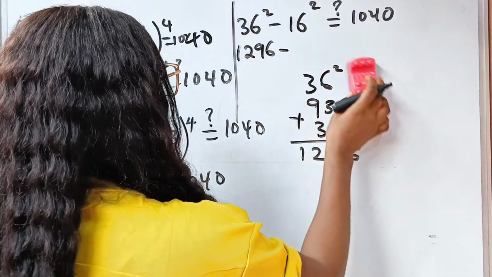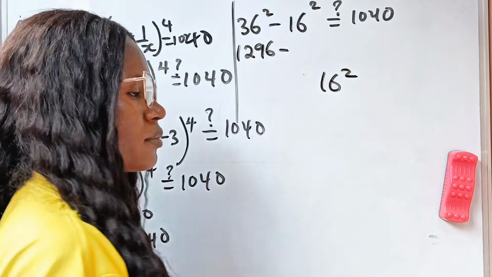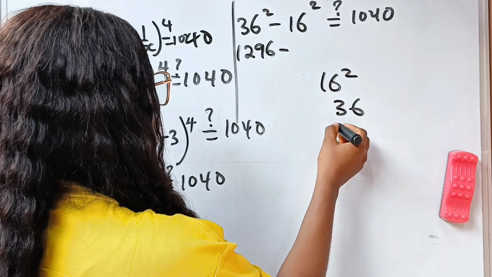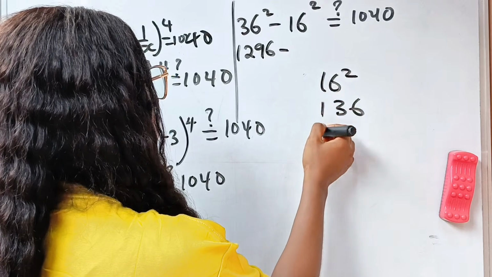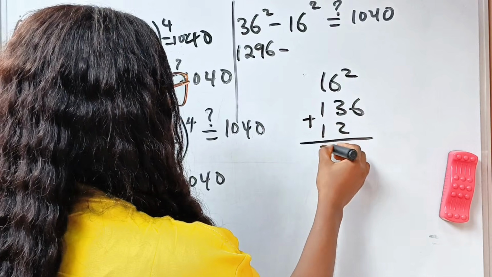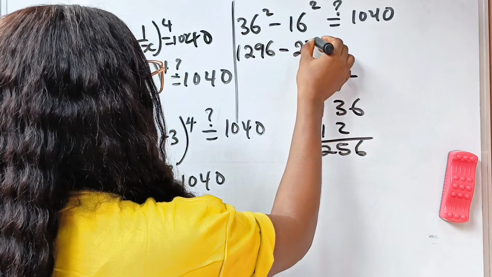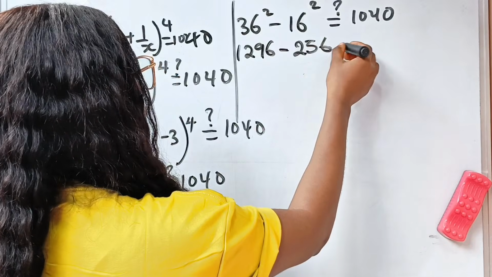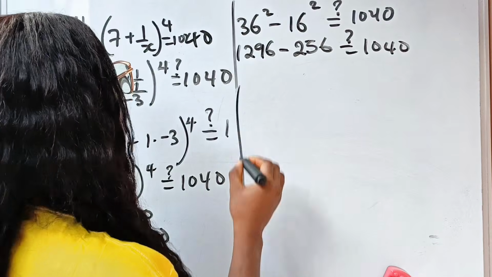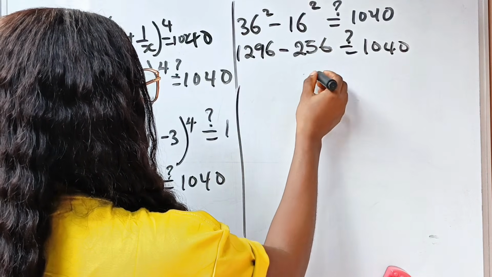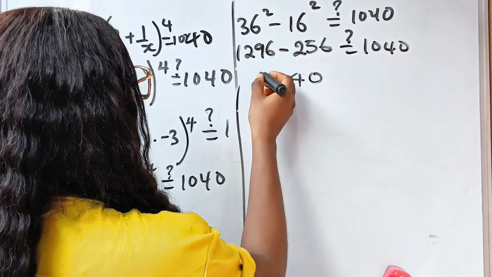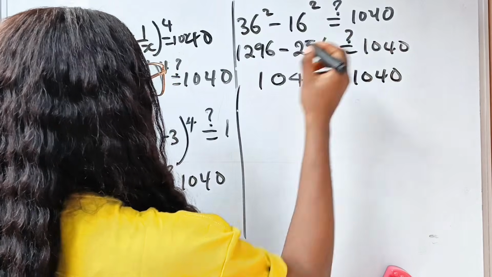1296 minus, now 16 squared, using the same method. 6 squared is 36, 1 squared is 1, then 1 times 6 is 6, 6 times 2 is 12. So we add, this is 256, so we have 256 here, is equal to 1040. Okay, all right, now let us solve. 6 minus 6 is 0, 9 minus 5 is 4, 2 minus 2 is 0, remaining 1, and you can see that this is equal to that.